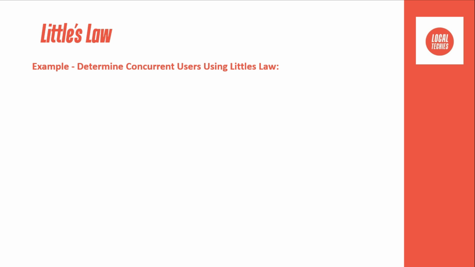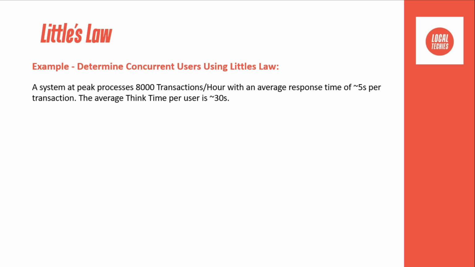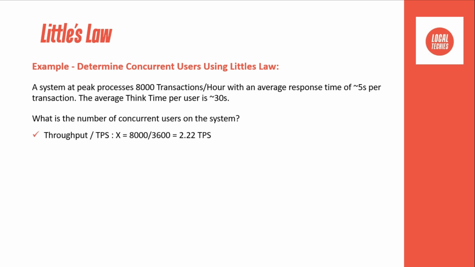My scenario is a system at peak processes 8,000 transactions per hour with an average response time of 5 seconds per transaction. And here we are taking our think time per user as an average of 30 seconds. And what are we to find here? We need to find the concurrent users which are running on the system. For this, first we need to calculate the transactions per second, or the throughput. Here they have given 8,000 transactions per hour, which means 2.22 transactions per second.